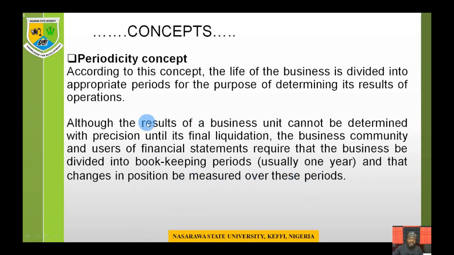Let me draw our attention to the fact that if a business enjoys a going concern status, meaning a business is expected to continue into an indefinite period of time, agreed. But for us to understand that the business is actually making profit and has the ability to continue into an indefinite period of time, we definitely will have a period within which we can assess to confirm that, and that period is normally one accounting year or a bookkeeping period, which is normally one year. And this 1 year basically covers 12 calendar months. It can start from January and end in December.